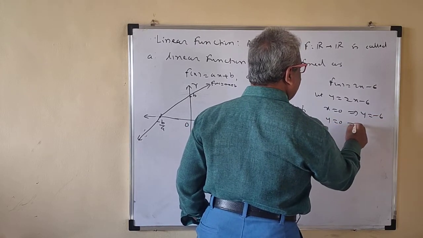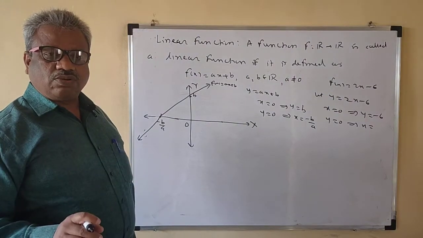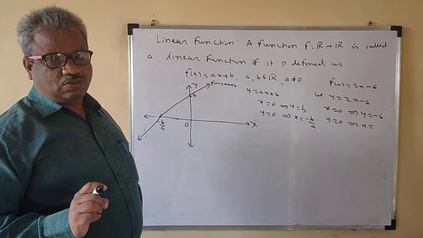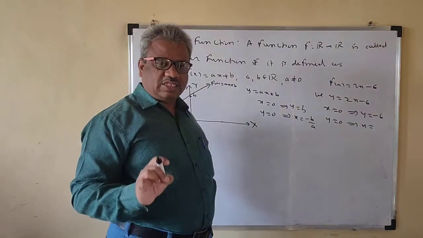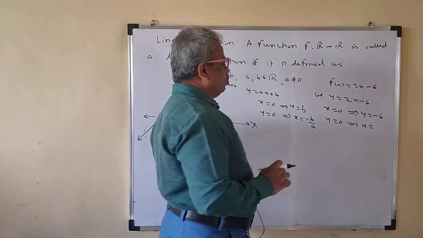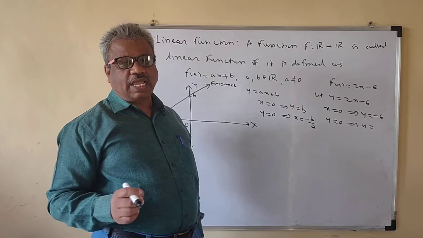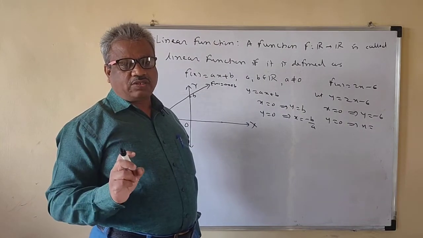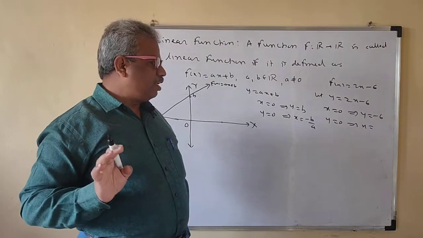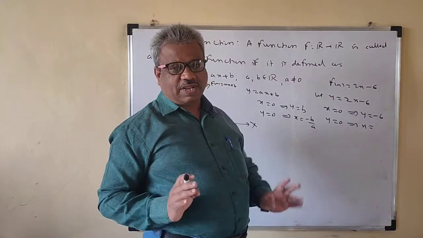Y is equal to 0 implies that x is equal to... If it is a linear function, then find x intercept and y intercept. To find x intercept, put y is equal to 0. To find y intercept, put x is equal to 0. So that means what? Because a linear function is a line. So if you got 2 points on the line, then you can draw the line. So to draw the line, 2 points are enough. So that means to draw a line, just find x intercept and y intercept.